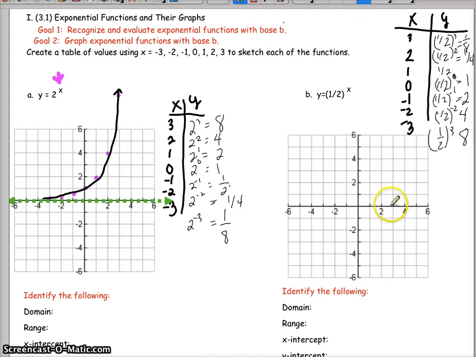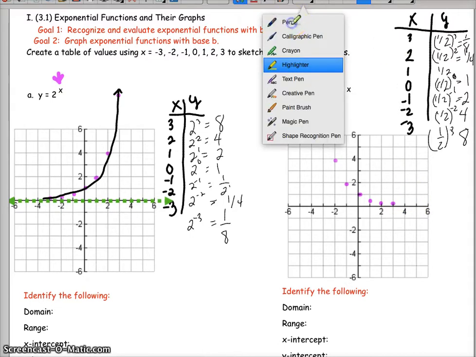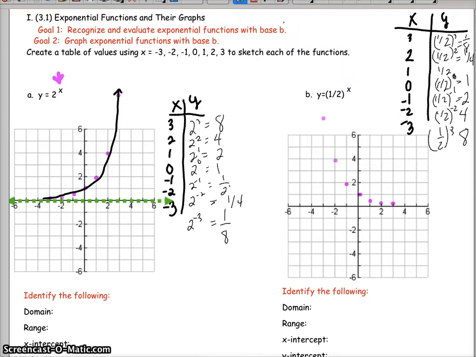All right, so write 3 up 1/8, write 2 up 1/4, write 1 up 1/2, over 0 up 1, left 1 up 2, left 2 up 4, left 3 up 8. You should notice again that as we move in the positive direction along the x-axis, we are getting closer and closer to the x-axis, but we will not cross that x-axis. So let's draw a horizontal asymptote there so we remember not to cross it.